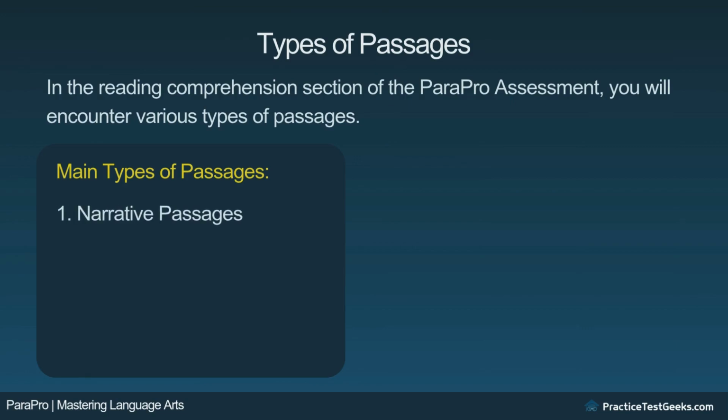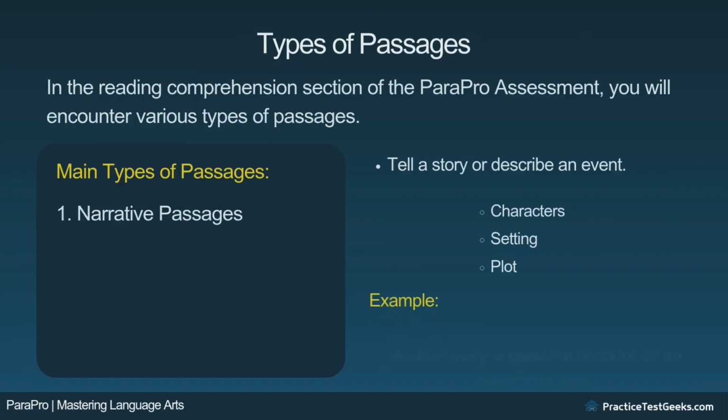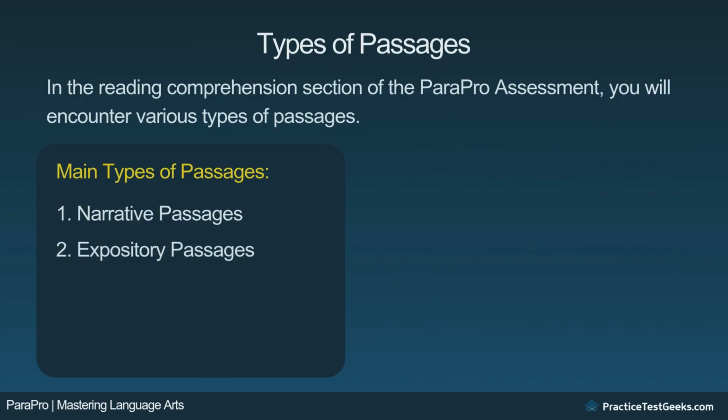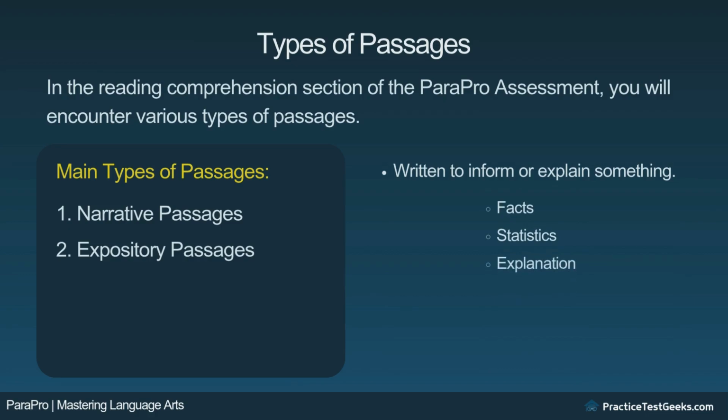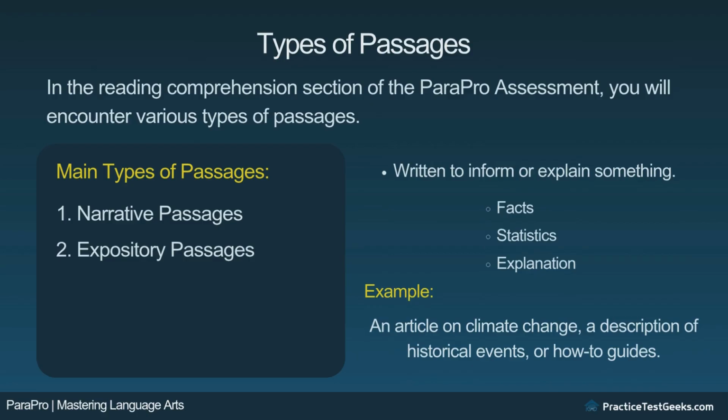1. Narrative passages. These passages tell a story or describe an event. They often include characters, a setting, and a plot. The purpose is to engage the reader emotionally or intellectually by presenting a story or experience. Example: a short story, a personal account, or an event narrative. 2. Expository passages. These passages are written to inform or explain something. They may provide facts, statistics, or detailed explanations about a specific topic. Example: an article on climate change, a description of historical events, or how-to guides.